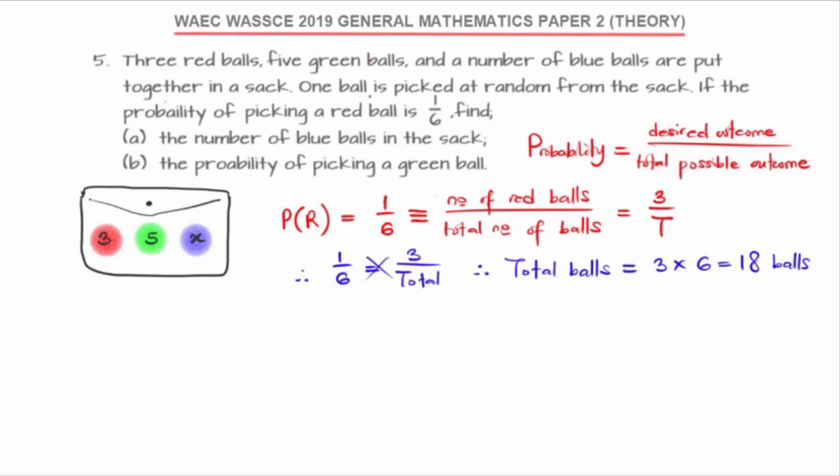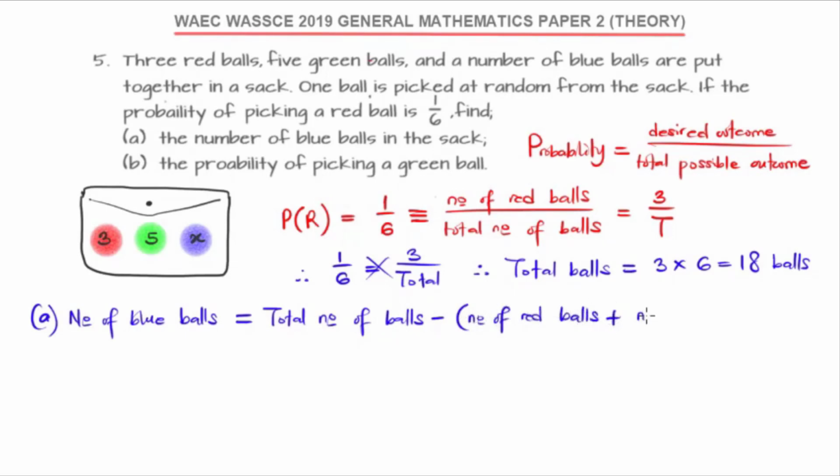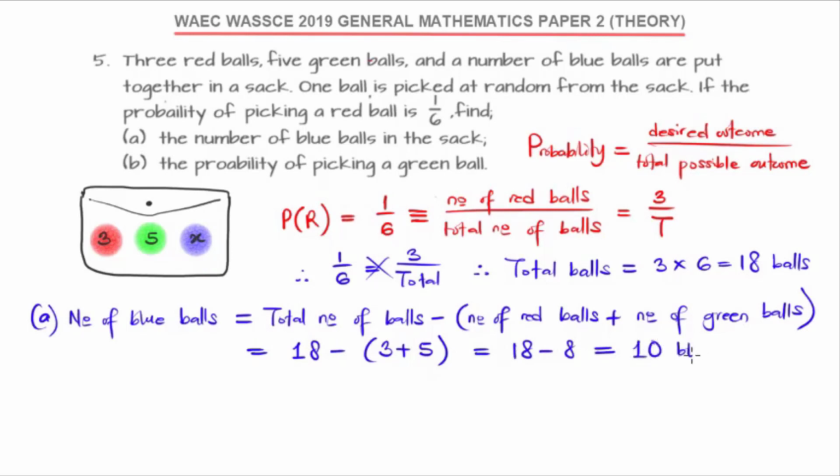So, we can find the number of blue balls in the sack, as we are asked in question A. From the analogy that we have gotten, the total number of balls is 18. The number of blue balls will be equal to the total number of balls, 18, minus the sum of the green and the red balls, that is, minus the number of red balls plus the number of green balls. We've been told in the question that we have 3 red balls and 5 green balls. So that will give us 18 minus 8, and 18 minus 8 is 10. So the number of blue balls in the sack is 10.